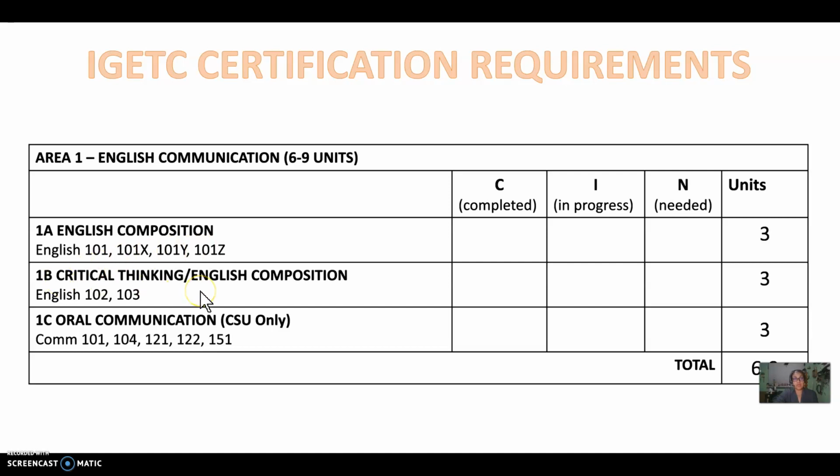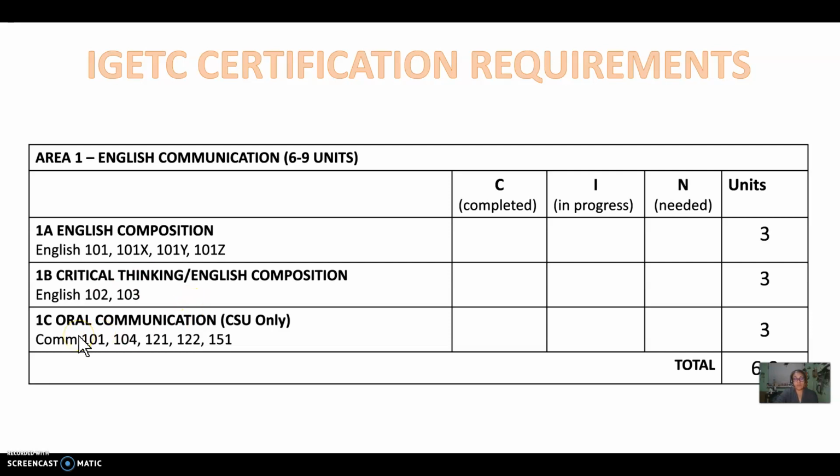You need a critical thinking course, and the difference between this section and the CSU critical thinking section is that there are only 2 classes here. Because remember, on the CSU GE, you had a lot more options for the critical thinking requirement, but for the UC system you only have 2, and that's English 102 and English 103.